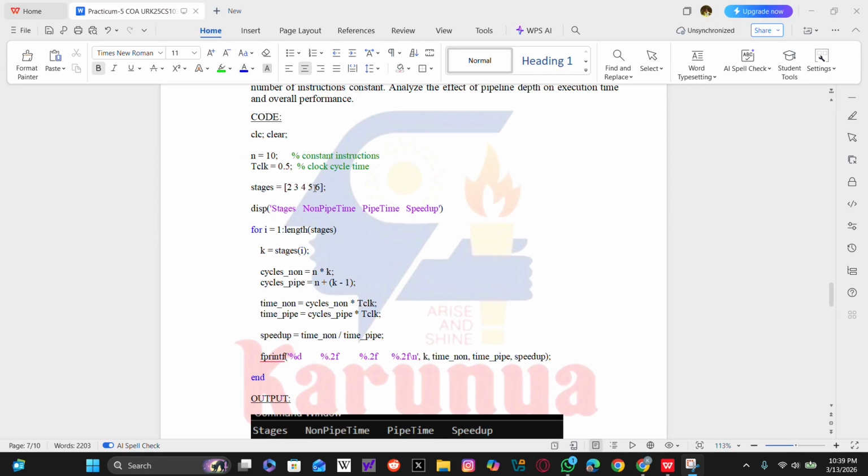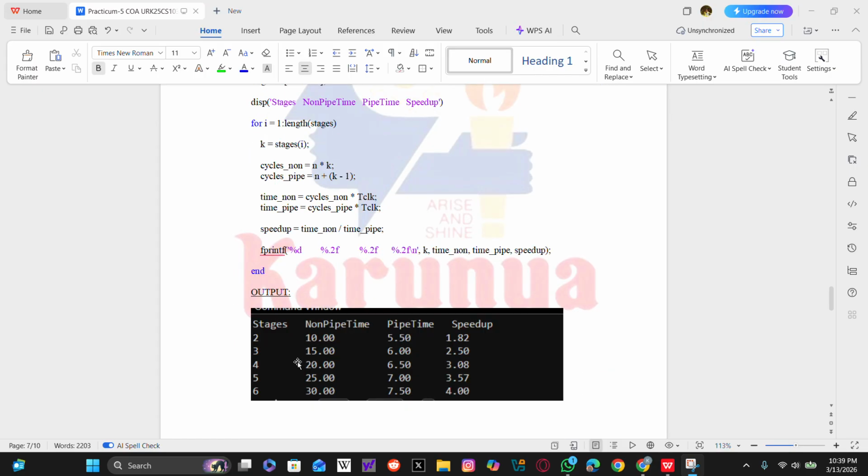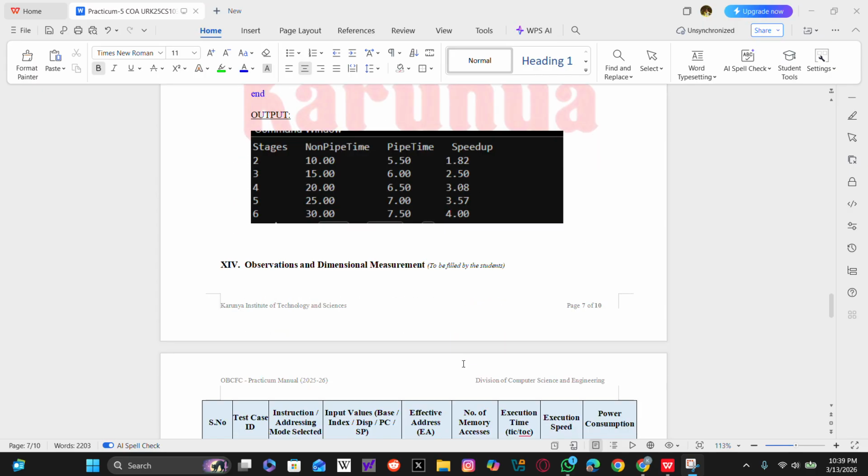The stages have been given as follows: 2 to 6, and after that we are determining the non-pipe time and speed up, which are 10, 15, 20, 25, 30, similarly n into k, and so on. The pipeline time has been determined and the speed up has been determined.